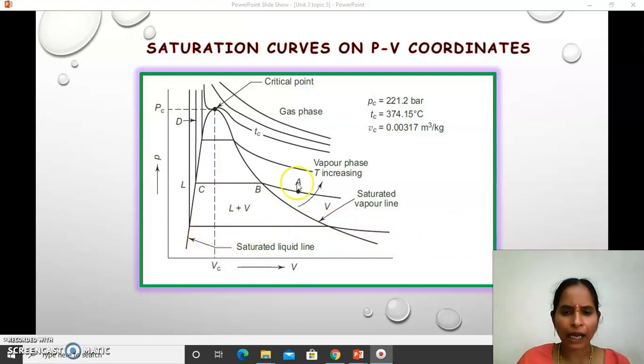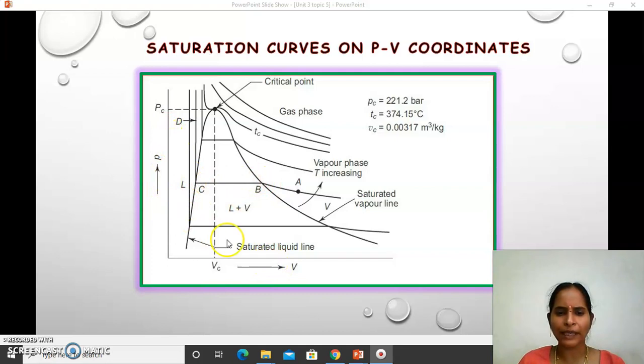Here again you can see the saturated vapor line, and then the line comes vertically down, and again a horizontal line here. You can see that the vapor pressure is increasing in this area. This is purely the gas phase, consisting of superheated steam. Here these are the constant temperature lines.